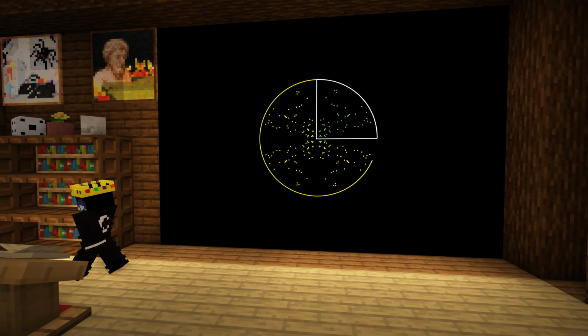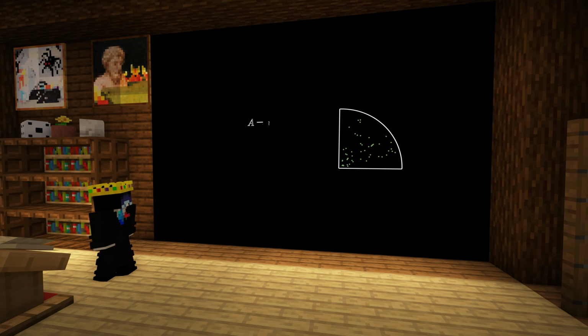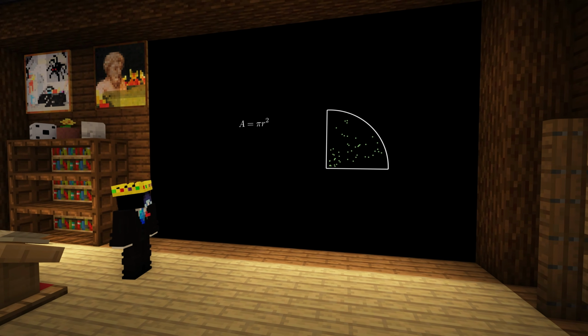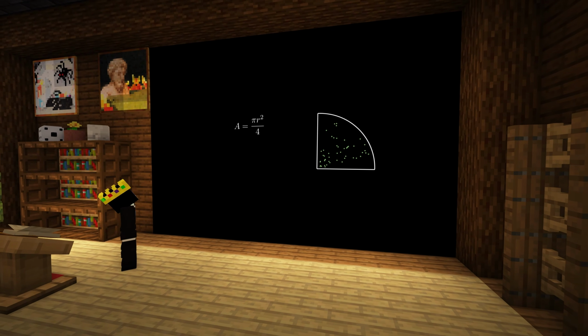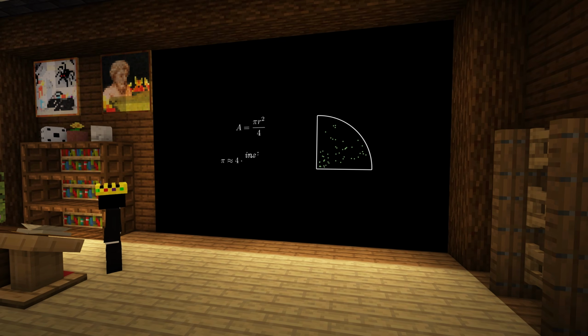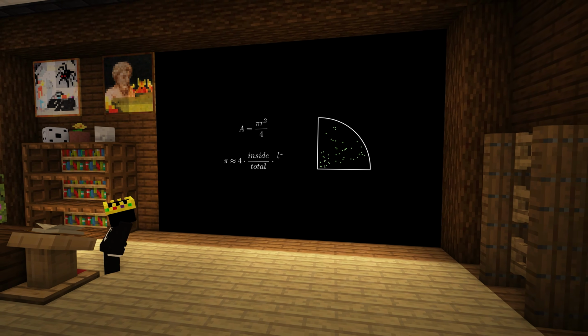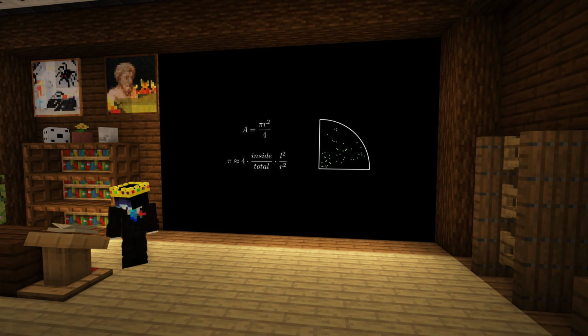Since we have cut the area of our circle into a quarter, we just need to change our area for a circle to A equals pi r squared divided by 4, which makes our pi calculation pi equals 4 times inside over total times length squared divided by r squared.